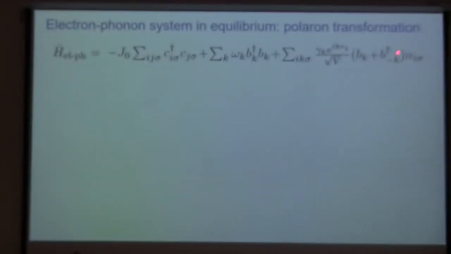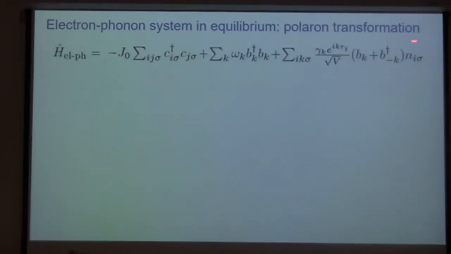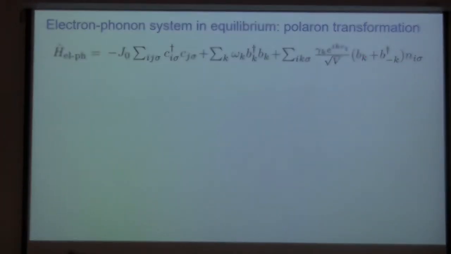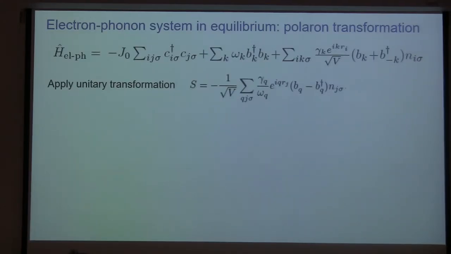So this is, again, now we're back to the Holstein-type model. We see that the phonons couple to just the local electron density, right? And this is like a Fourier transform of the phonons. You can think of it as a phonon amplitude on site i. So this Lang-Firsov transformation, the way it's usually done, is to say, well, actually, I can come up with a very clever transformation that removes this electron-phonon coupling completely. So this is what it looks like.